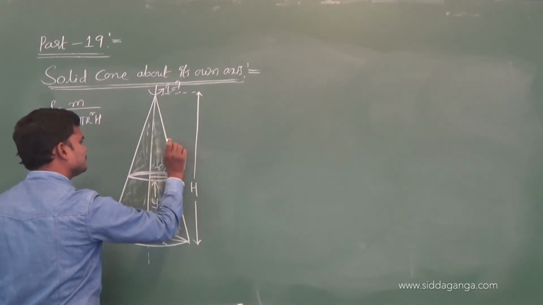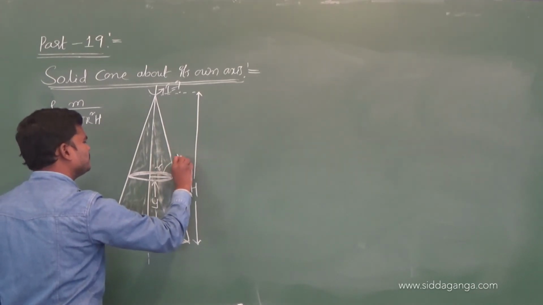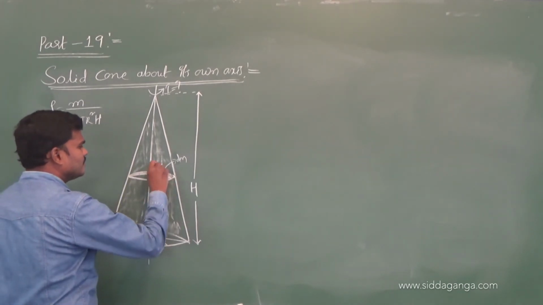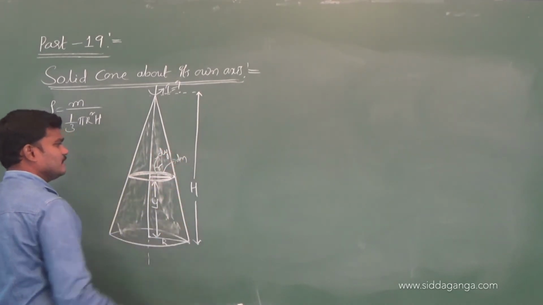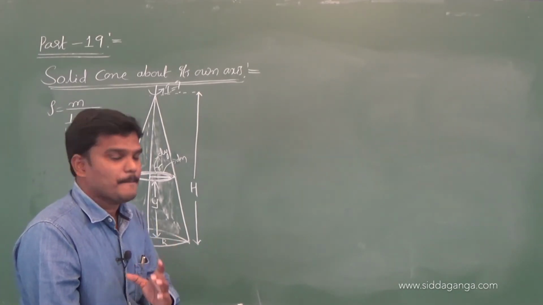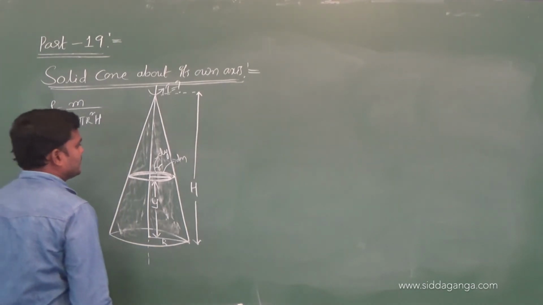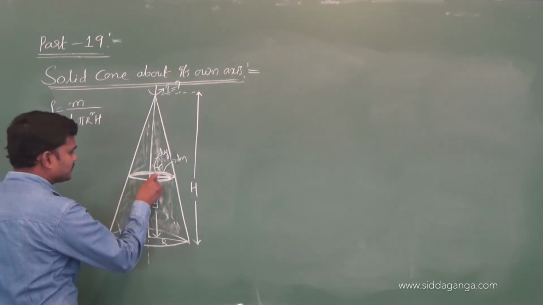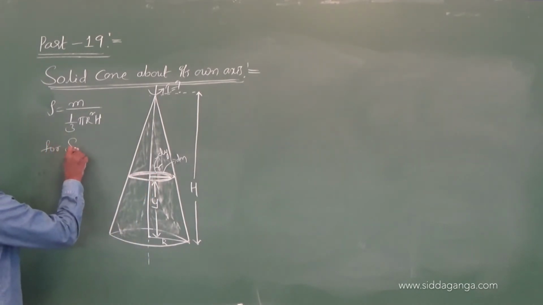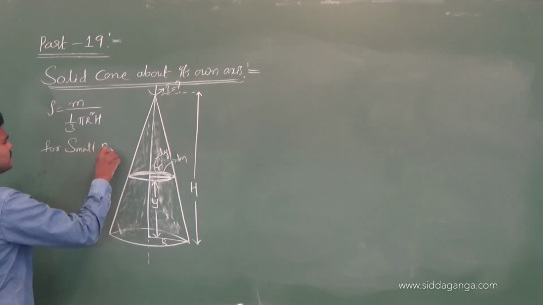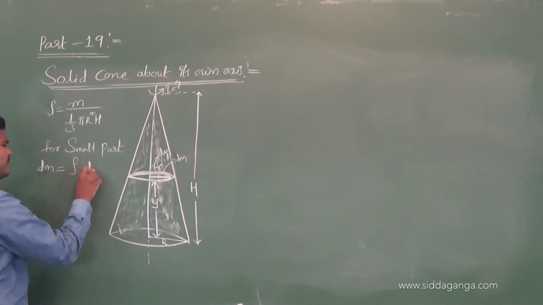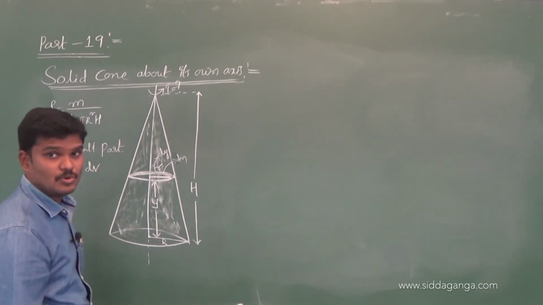of this circular disc is dm. The thickness of that disc is dy. Mass is dm, and for this there will be a rho. So for a small part, dm is equal to rho dv.